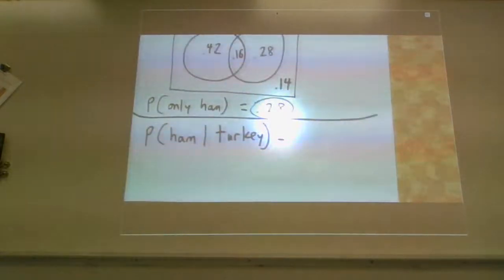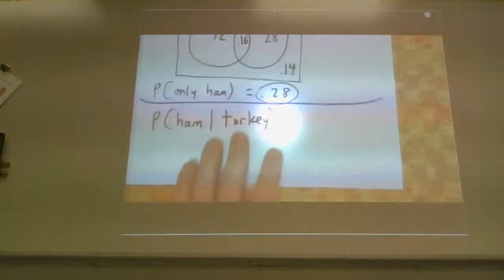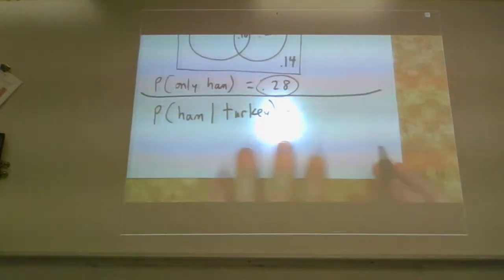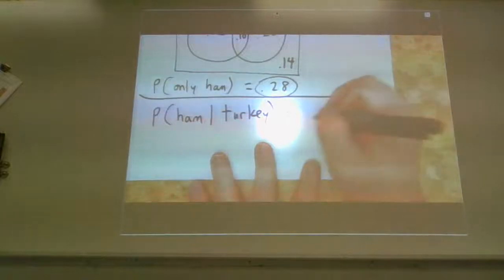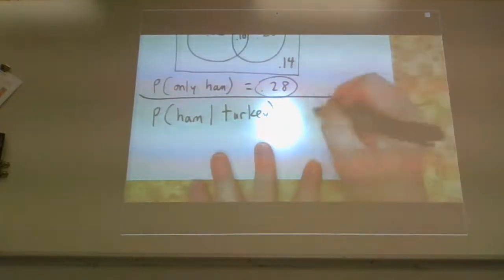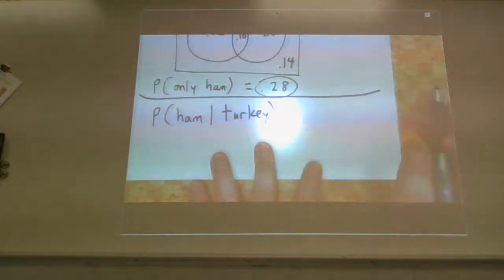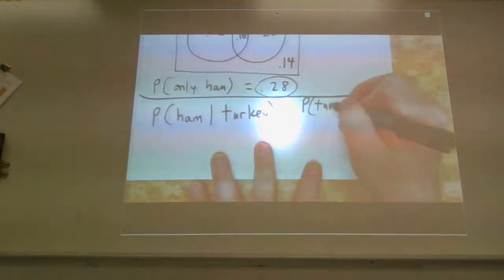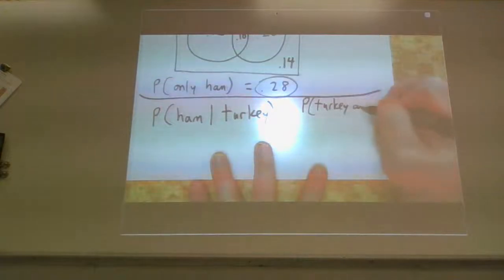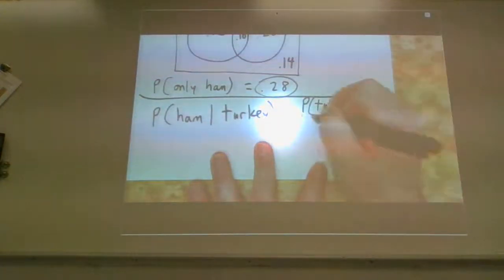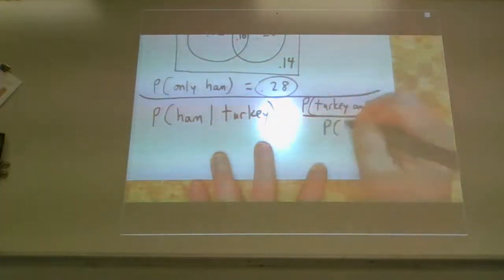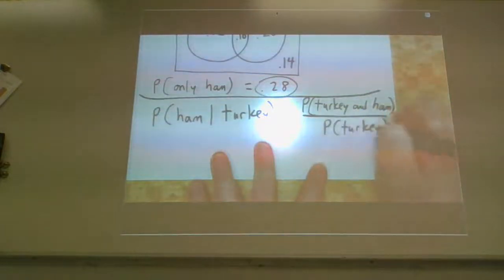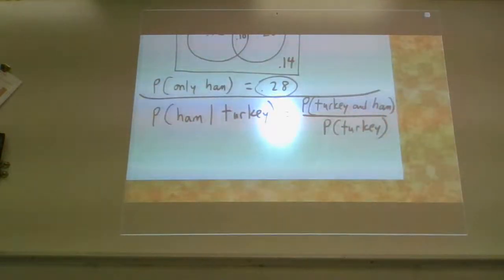Now, here's the deal. I gave you a formula last class, and I'm just going to write it out with the words ham and turkey in it. Here we go. The probability of turkey and ham divided by the probability of turkey. This is the calculation that has to take place. This is the formula that I gave you last time.